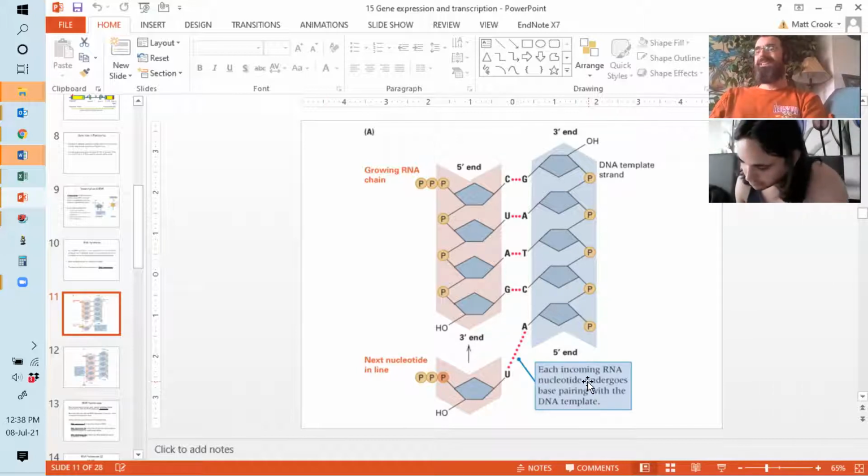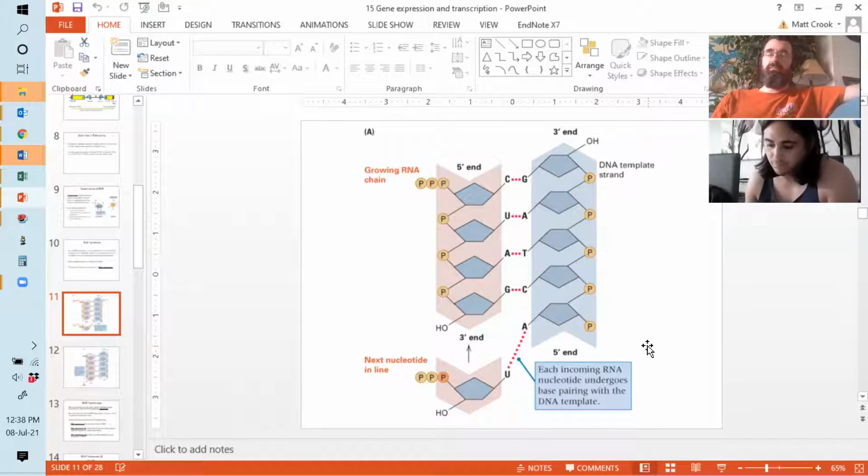So RNA polymerase catalyzes the bonding of a new nucleotide, base pairing with the template strand. And this is all sort of transient, right? So we've got this base pair complementarity. We've got a DNA-RNA hybrid, basically.